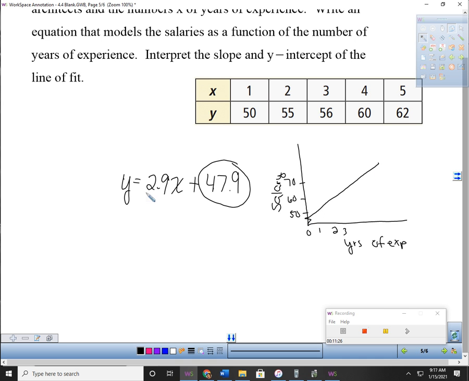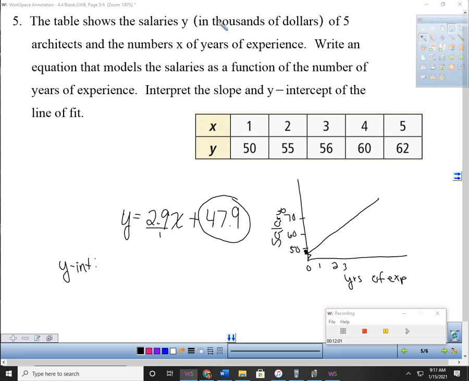2.9 over 1, right? So let's start with the Y-intercept and what that means. What does this 47.9 represent on the Y-axis? How long have you been working? No years, right? You're just starting out. So it's like when I came here for the first time, right? So what does the 47.9 represent?